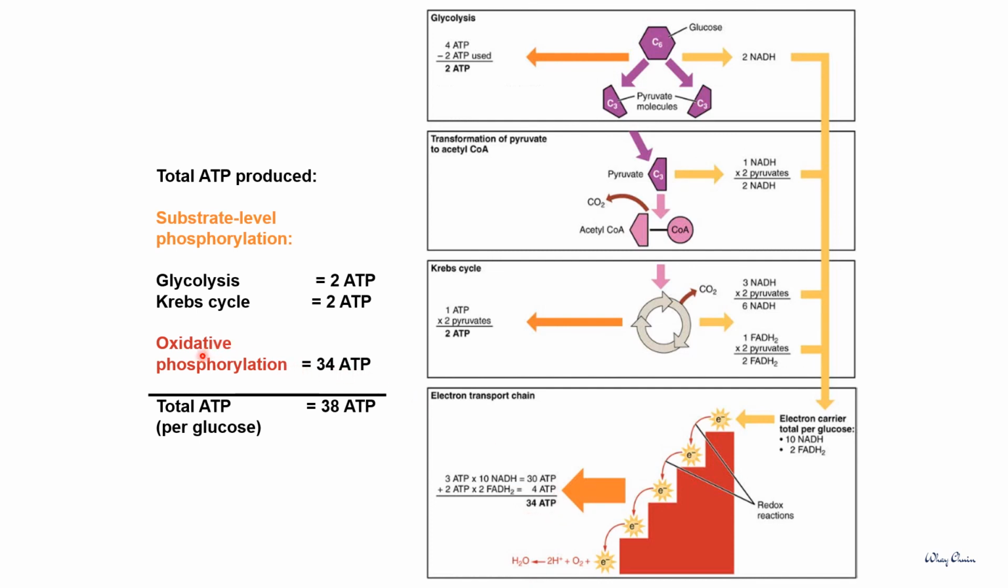So compare these two modes of ATP production. Oxidative phosphorylation plays a very important role here, since it can produce much more ATP compared to substrate level phosphorylation. So from one glucose, the total of ATP that can be formed is 38 ATP.